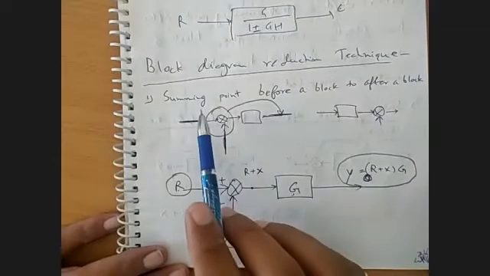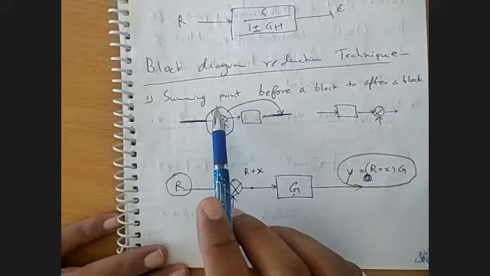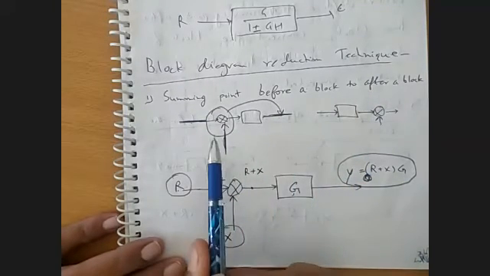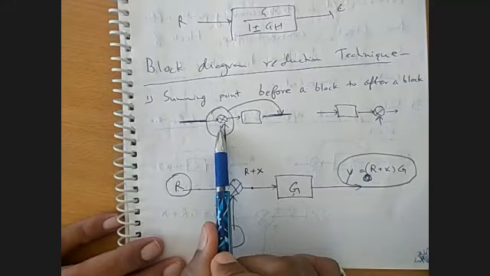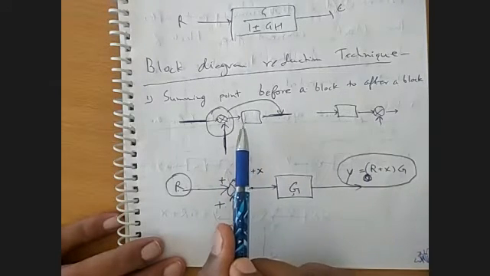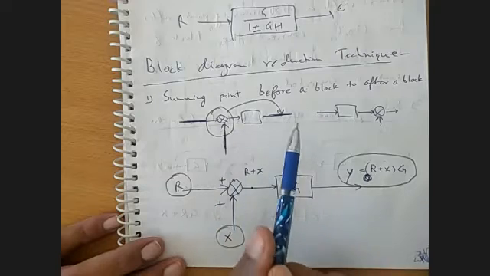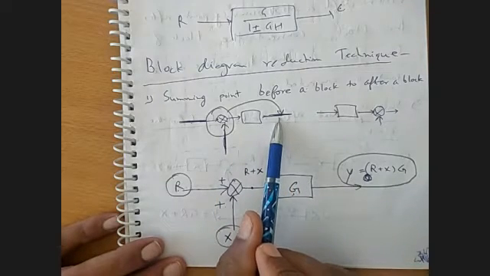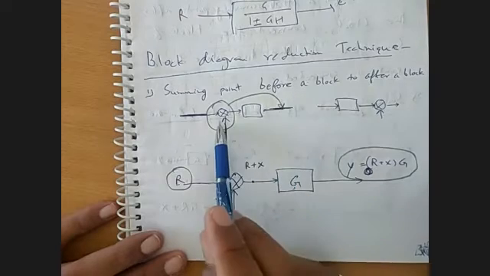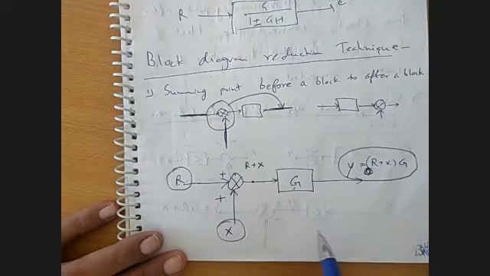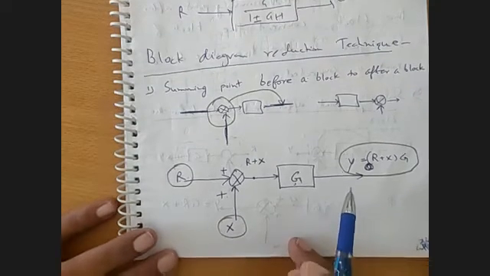We will be shifting the summing point before a block to after a block. That means we have a summing point which is connected before a block, and we want to shift this block from before the block to after the block. Whenever we are shifting this, we require that there will be no change in the output signal which we are getting from this system.